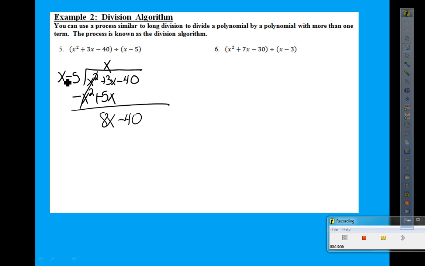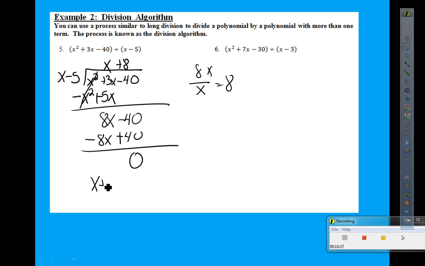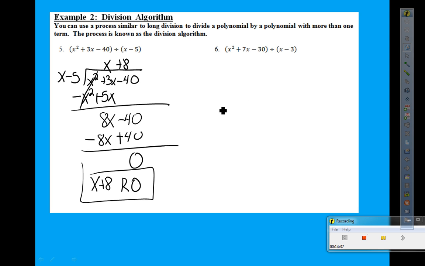Here's what I got now. X times something is 8x, or 8x over x is 8. So I need a plus 8 right here. So 8 times x is 8x. 8 times negative 5 is negative 40. When I add these up, that's a negative, that's a positive, I get 0. So here's my answer. X plus 8 with the remainder of 0. So there's my answer. Like I said, guys, if I got you a little confused there, that's okay on these examples. You'll see why here in a second.